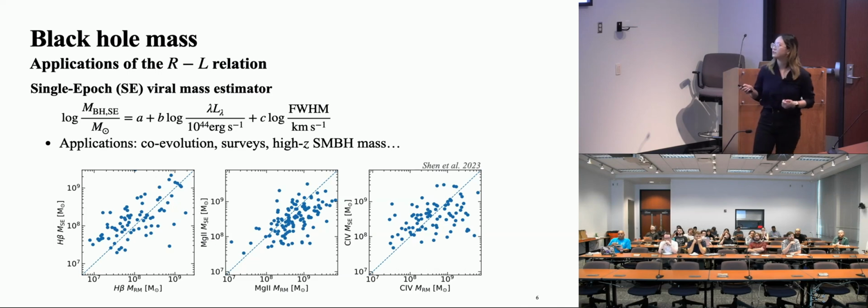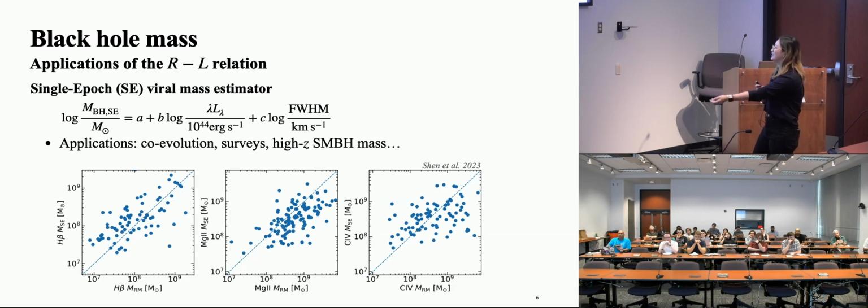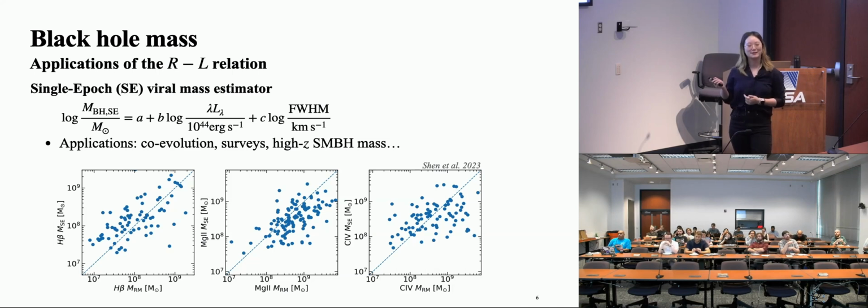For example, you can use it to study the co-evolution of supermassive black holes and their host galaxies. It is also very useful in spectral surveys, for example Sloan. And it is very important for high-redshift supermassive black holes, because it's almost impossible to obtain their light curves.